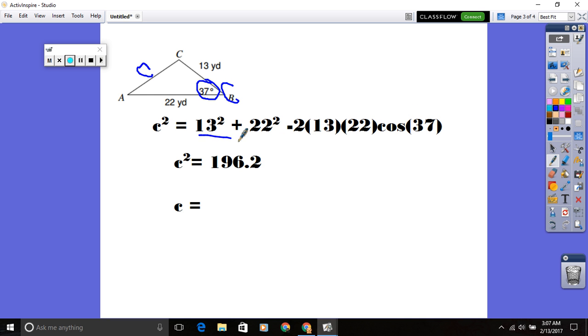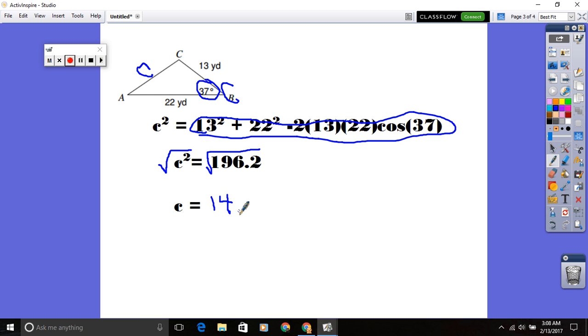I typed this whole piece into my calculator, and I got 196.2. I rounded. It was 0.18, so I rounded. If you didn't round, then your answer might be slightly different. We're going to square root both sides. So I'm going to do the square root of 196.2, which gives me 14.00, so we're going to go with 14. If you didn't round, you still would have been close to 14. Okay. Good. All right. Moving on.